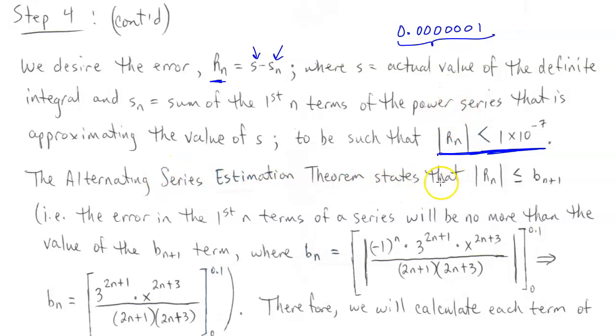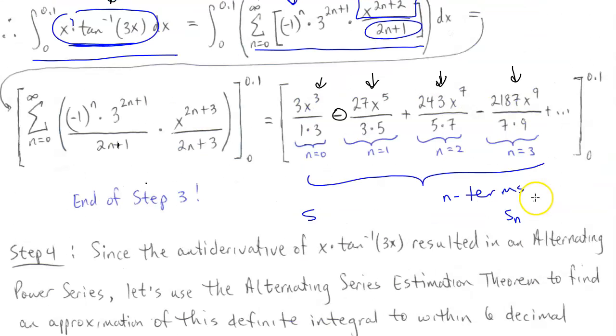Now, the alternating series estimation theorem states that if we have an alternating series, then the absolute value of the error for the first n terms of whatever it is that we're trying to estimate can be no more than the value of the b sub n plus 1th term. And what this b sub n plus 1th term is, we'll go back up here, it is essentially the non-negative version of what we see here. Or you can say it's the absolute value of what this particular sequence is for our power series.